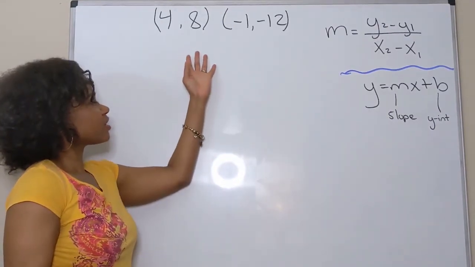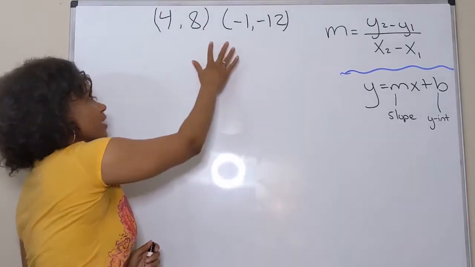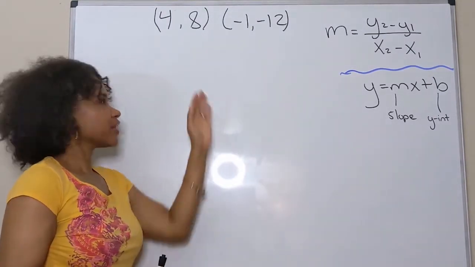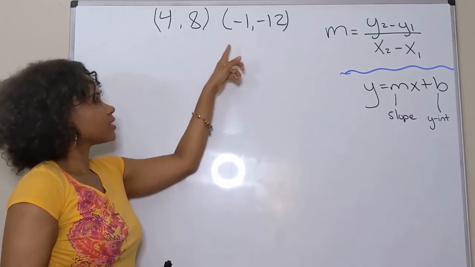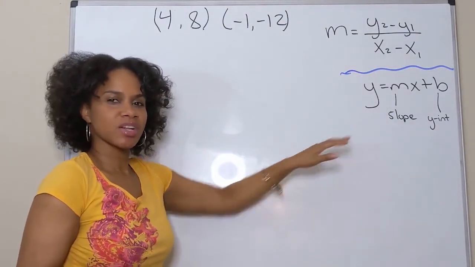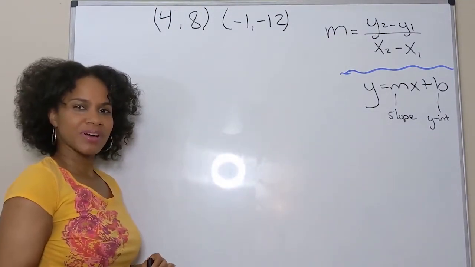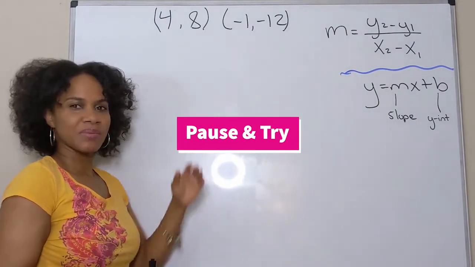All right, so I have another set of ordered pairs here, but I actually want you to try this on your own. So take these two ordered pairs, 4, 8, and negative 1, negative 12, and write an equation in slope-intercept form using this information. So go ahead and pause the video and try this problem on your own.